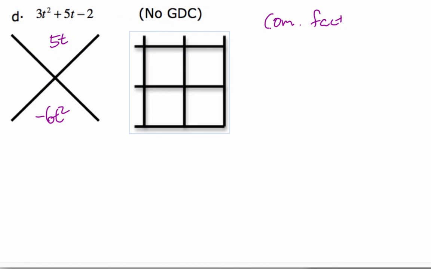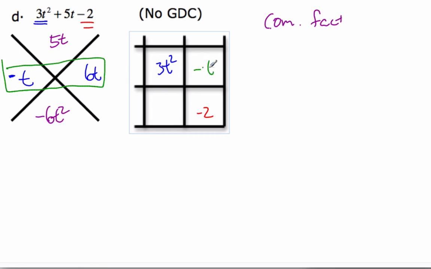And I ask myself, what two numbers multiply to get negative 6 and add to get a positive 5? Well, I know I could get a 6t and a 1t where this is negative. Be careful, it's not 3 and 2 because I need a positive 5 and a negative 6 multiplied. This is my 3t squared. My minus 2 goes down here. And these go in the middle, the last two boxes that are left: a minus t and a 6t.